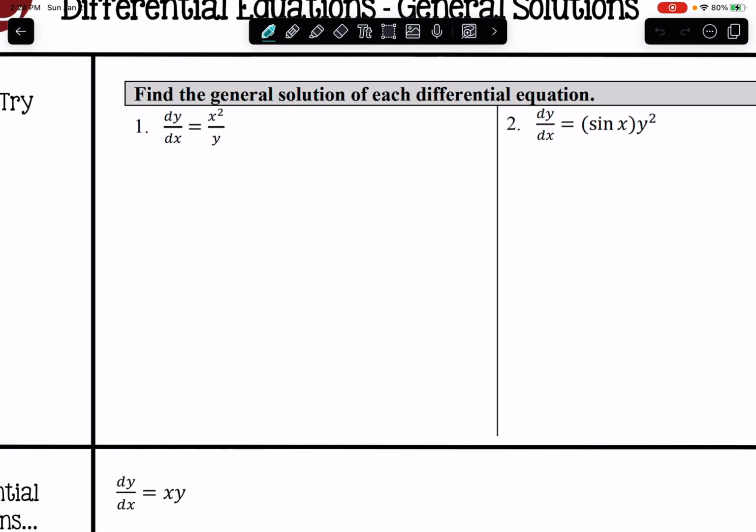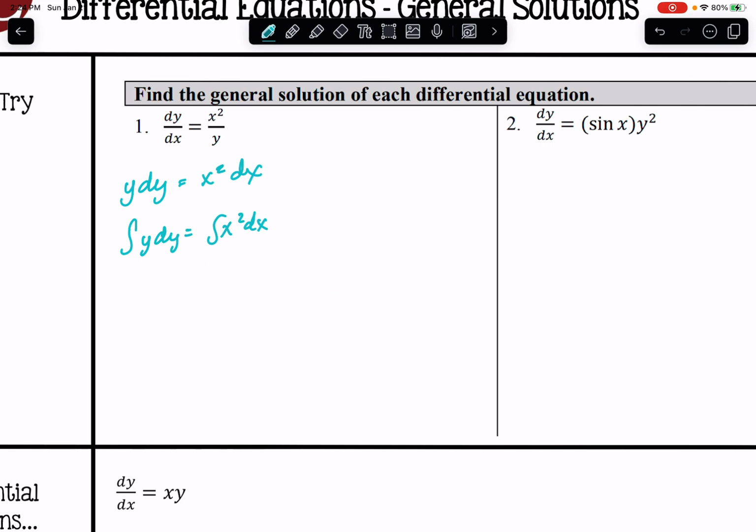So first one, we would say that this is y dy is equal to x squared dx. Separation of variables. Do not then just do this. Just do the second step. Leave it without those to show the separation. And then it's the integral of y dy is the integral of x squared dx. So one more step. Won't hurt you to just write that again.